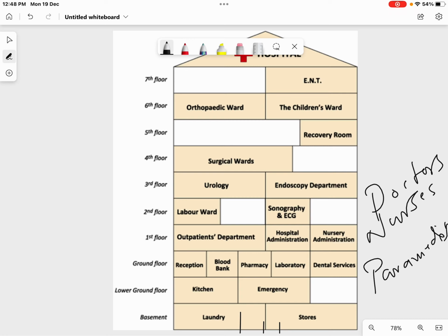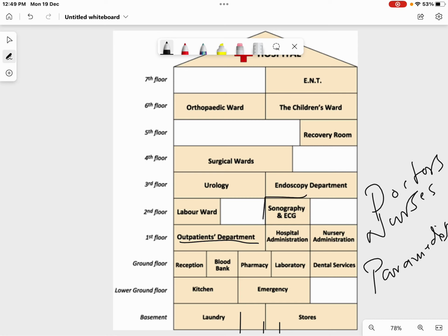Outpatients department are for patients who have come for treatment or a checkup but are not going to be admitted in the hospital, so they will just visit a doctor. The doctor will screen them and make a prescription. If required, if the doctor feels, they might advise the patient to be admitted to the hospital. So that is the outpatients department.